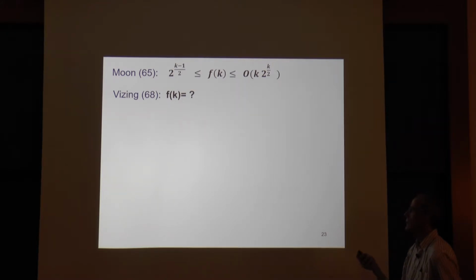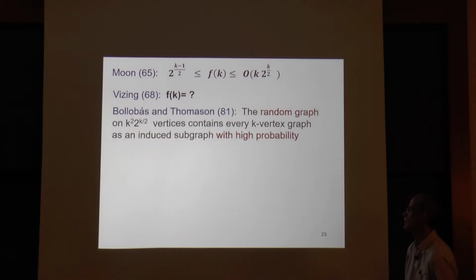Vizing was writing in the late 60s a survey with open problems that he thought were the main open problems in graph theory, and this is something he mentioned. Here is the result of Alon, Bollobás and Thomason. It doesn't improve it, but they looked at the random graph G(n, 1/2). They showed that if you take the random graph with k squared times 2 to the k over 2 vertices, it contains every k-vertex graph as an induced subgraph with high probability.